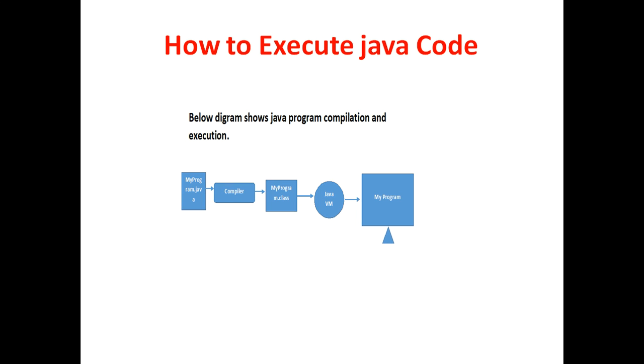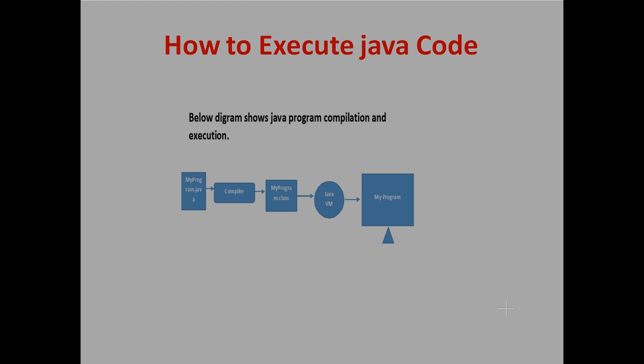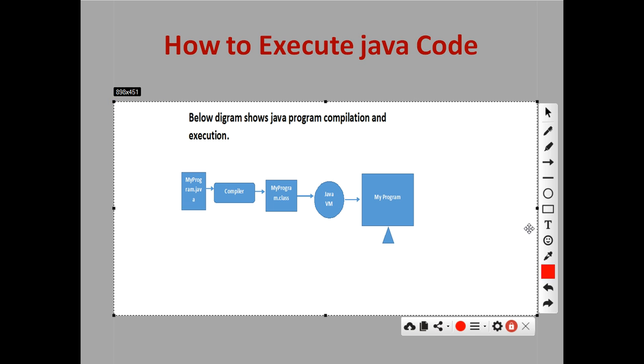In this lecture we will learn how to execute Java code. First we will understand how to execute Java code. These are the steps we need to follow to execute any Java application or any Java program. So what is the first step? The first step says you will save a .java file.